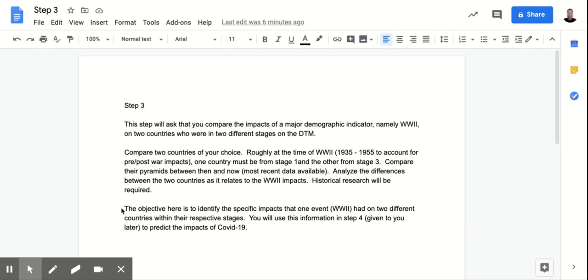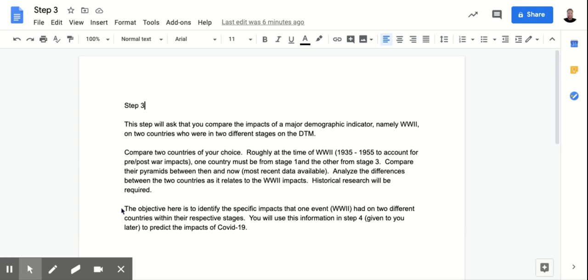You will use this information in step 4, which I will give to you later, to predict the impacts of COVID-19. So essentially what I want you to do is look at a country and see how one event impacted that country's demographics. That will help you prepare to predict what will happen from COVID-19. So you look at all the data from a country right now and say, okay, here's what I think is going to happen, and be able to explain that. That's step 4. So we'll get there, but this is step 3.